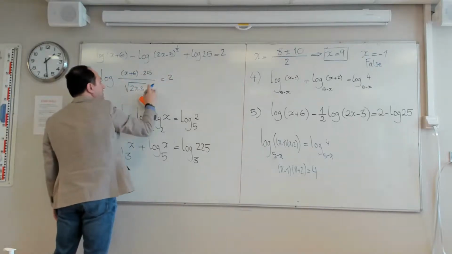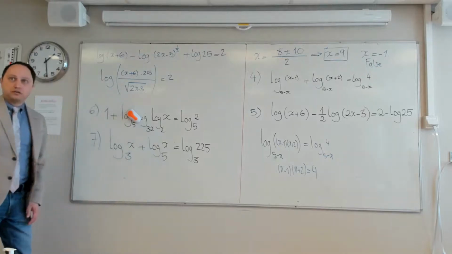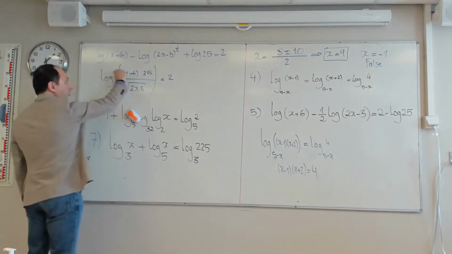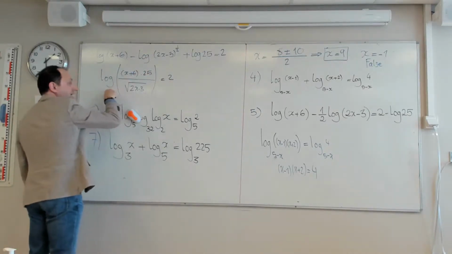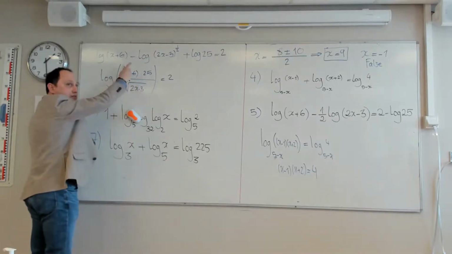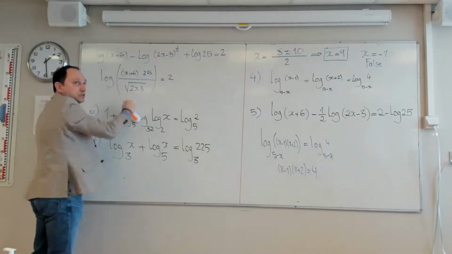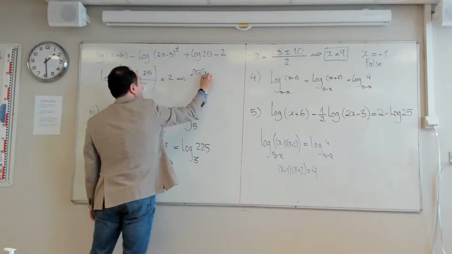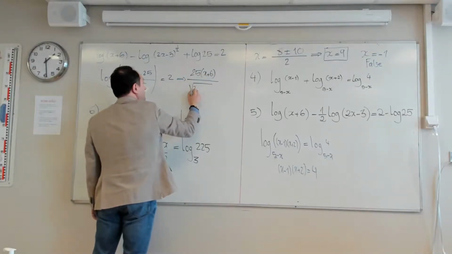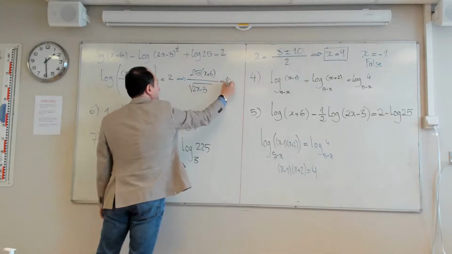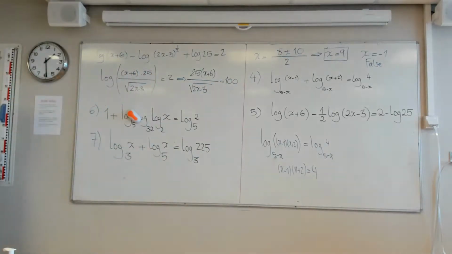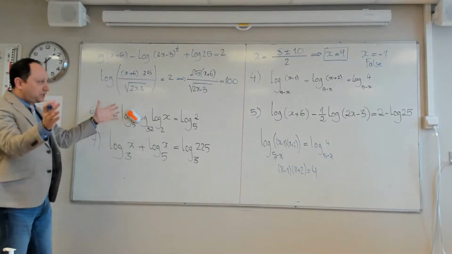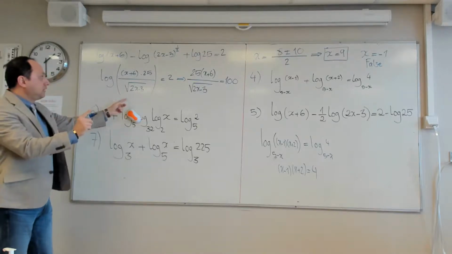So what is on the right-hand side? You see, I collected the logs into one log. And that's the standard form. The log of this number is 2 in base 10. So what is this number? 100, because the log of 100 is 2. So this means that 25 times x plus 6 divided by square root of 2x minus 3 is how much? 100. Agree? Yes. So you see, this is one strategy. I moved it to the left. Then I saw that I can collect every log into one log. And then I am done.